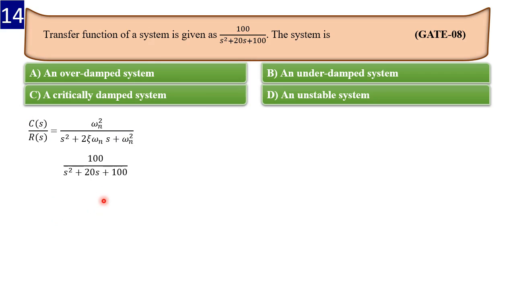Okay, so omega n square is 100, 2 zeta omega n is 20. Omega n square is 100, so omega n is 10. 2 zeta omega n is 20, so zeta omega n is 10. Okay, now put the value of omega n here and find zeta, so it will be 1. So for zeta equal to 1, the system is a critically damped system. So the answer will be C.